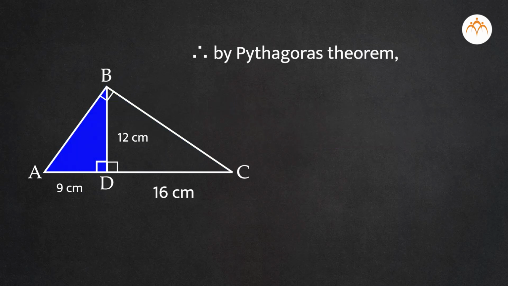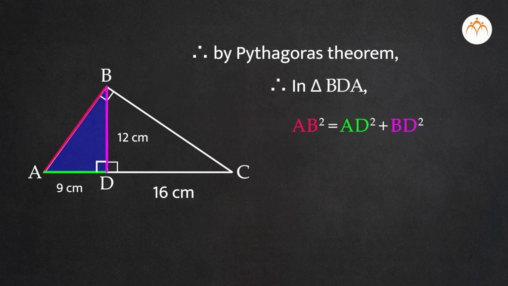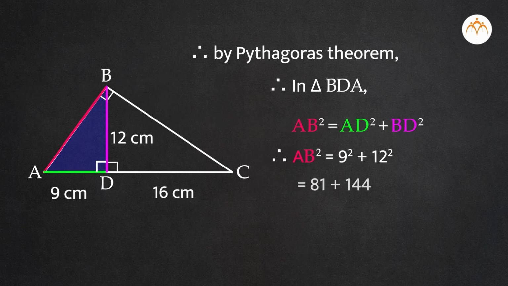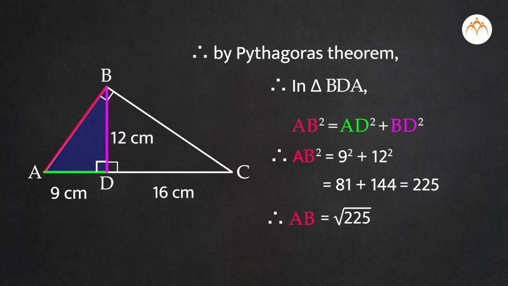Therefore, by Pythagoras theorem, in triangle BDA, AB square is equal to AD square plus BD square. Therefore, AB square is equal to 9 square plus 12 square is equal to 81 plus 144 is equal to 225. Therefore, AB is equal to square root of 225 is equal to 15 centimeter.